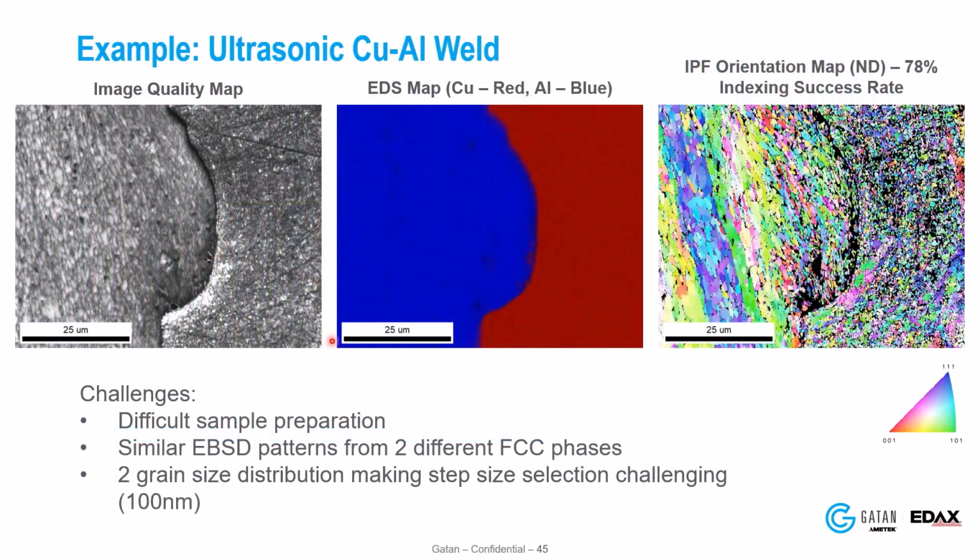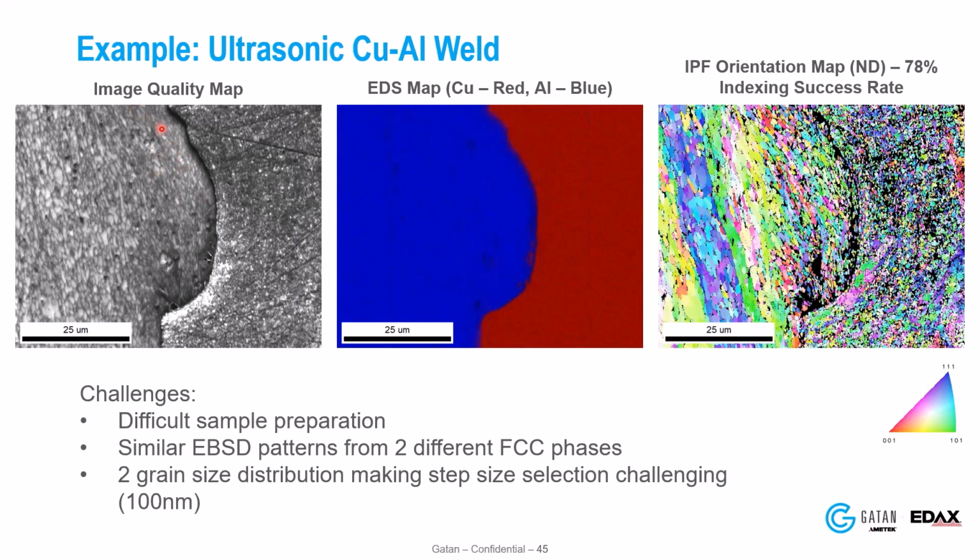So now I want to show some different examples from different types of materials to give you an idea of what we'll get with spherical indexing. The first one I selected was a copper aluminum ultrasonic weld. This is one that I'd had in the lab for years, and it was always a little bit of a challenge, one because of preparing it. We have 2 materials together in an interface, and trying to get a flat interface was tricky for me.